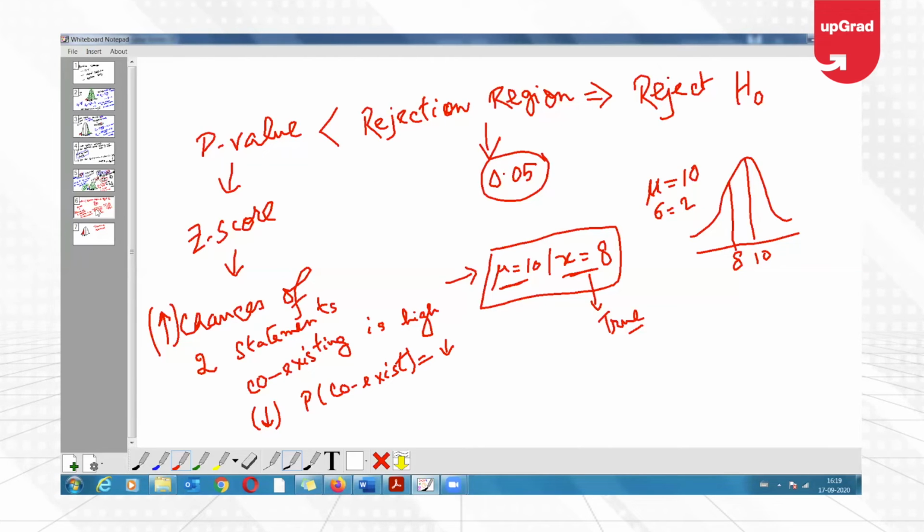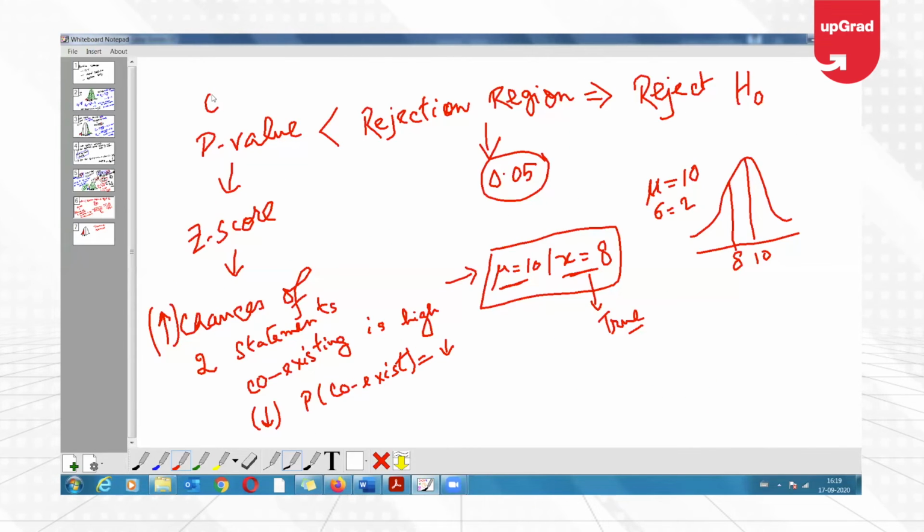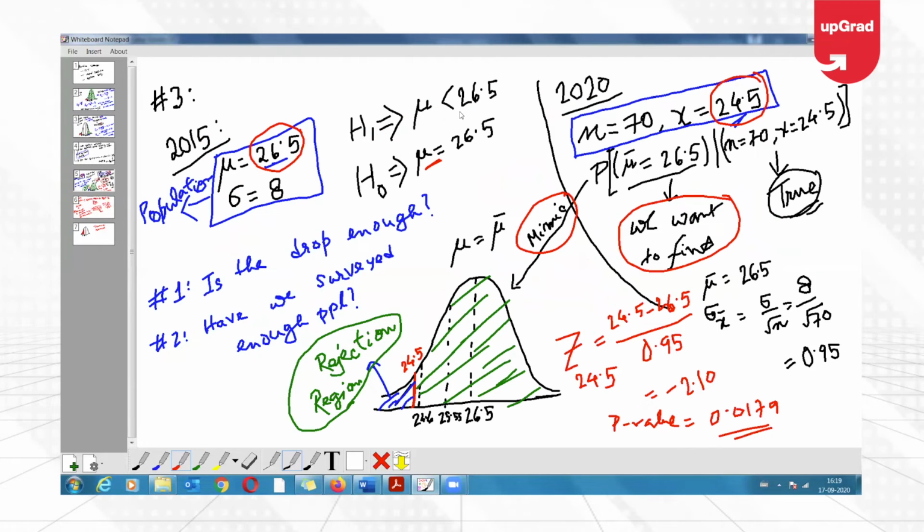Right? So in this case, what p-value did we get? 0.0179. So this is what we have got. That is less than 0.05, so we can reject the null hypothesis.